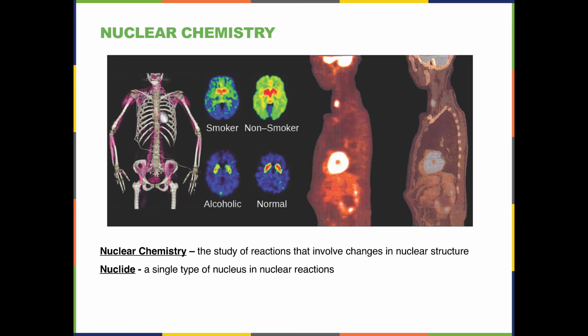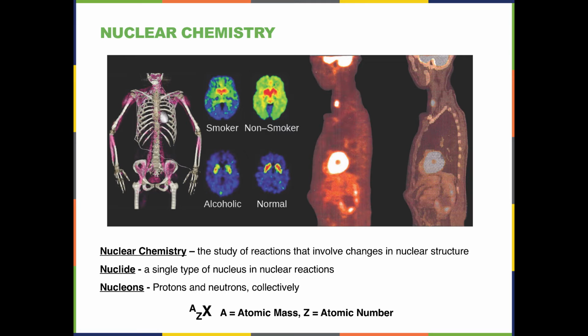A nuclide is a single type of nucleus that undergoes or is happening in a nuclear reaction. And a nucleon is either a proton or a neutron. So when we use the term nucleon, we're talking about a collective term that takes into account all the protons and all the neutrons. A single nucleon can be either a proton or a neutron.